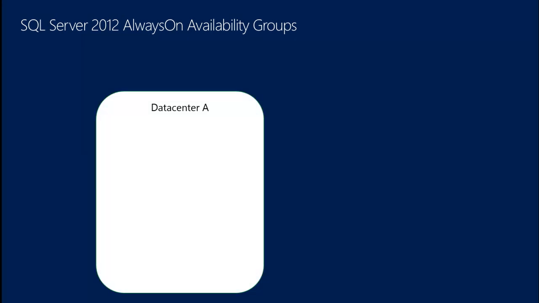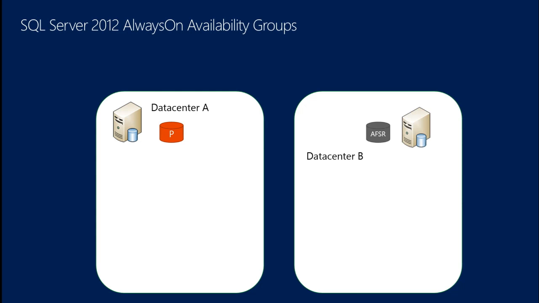So, as the other guys, I need 3 data centers. In data center A, I run my primary. In data center B, I have my automatic failover replica, which is synchronous. The distance between the data centers is about 60 miles.